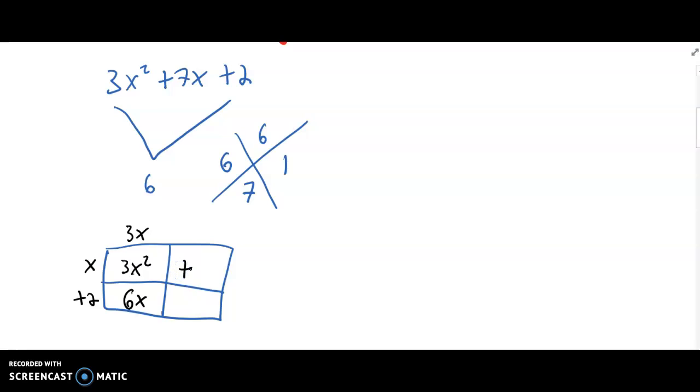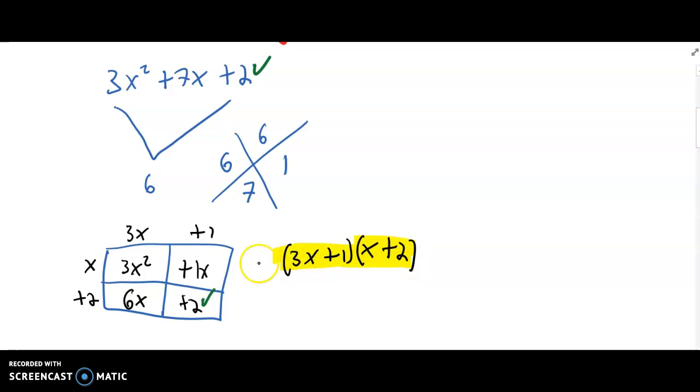I am going a little quick. Factoring is review at this point. Pause and rewind as much as you need. Plus 1x, plus 1. My 2's match up, so I'm all set. So this in factored form is 3x plus 1, x plus 2. And this is our yellow part A.